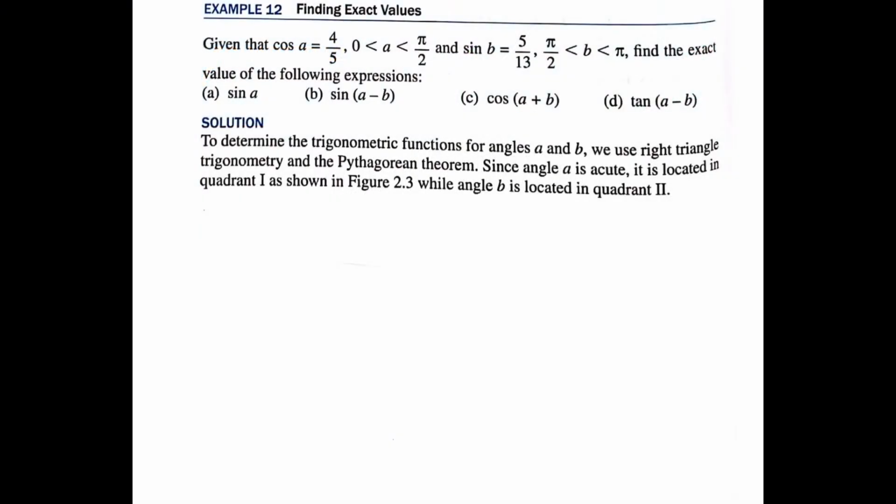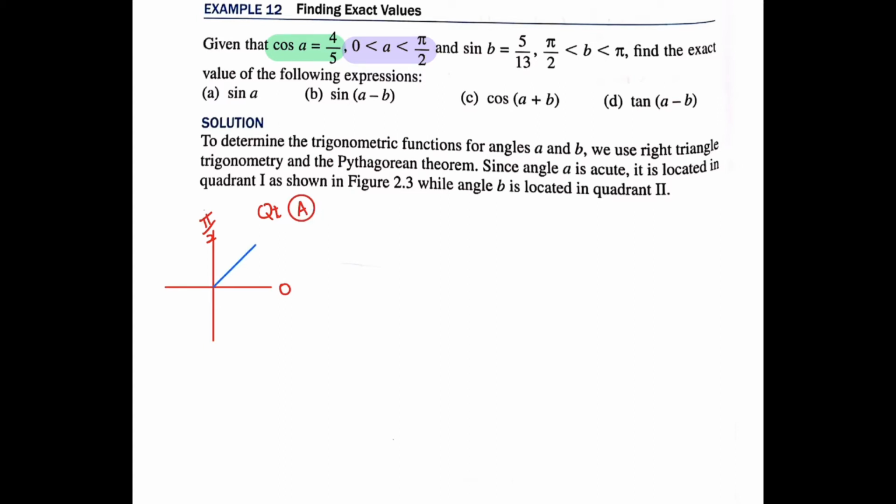We have come to example 12, finding exact values. So let's see our question here. Given cos A is equal to 4 over 5, where A is between 0 and pi over 2. So let's straight away graph this. If A is between 0 and pi over 2, therefore now you are in quadrant 1. So be careful. In quadrant 1, all signs will be positive.